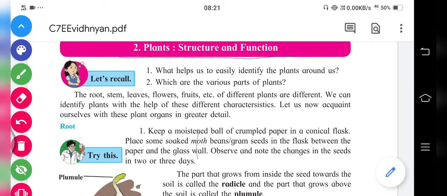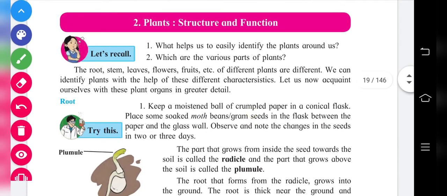The root supports the plant, and there are different kinds of roots. There are mainly two types of root, which will be studied in detail later. We can identify a plant with the help of these characteristics. Let us now acquaint ourselves with these plant organs in greater detail.